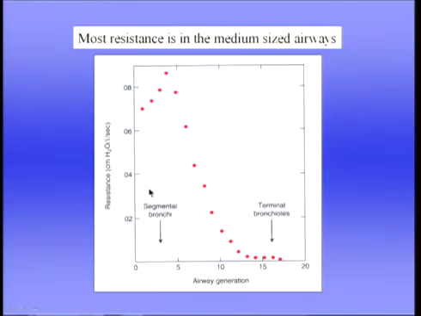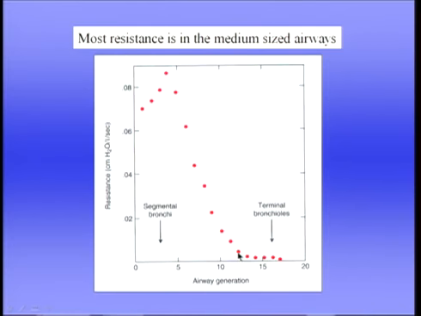And this plot shows the resistance of each generation as we go from the trachea up here right down to the terminal bronchioles down here. And you can see, as you might not expect, and certainly it was a bit of a surprise when this was shown experimentally, most of the resistance is in the medium-sized airways. And actually the very small airways down here contribute a very small amount of the resistance. Remember I said there were more than 50,000 terminal bronchioles, and this region contributes very little resistance.